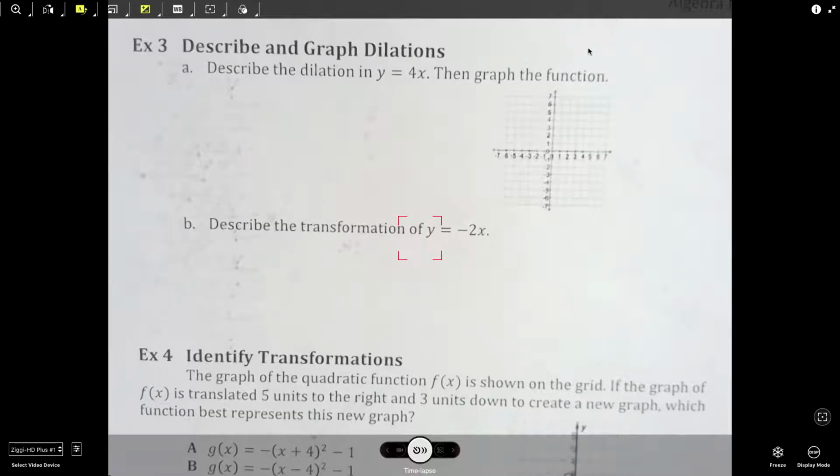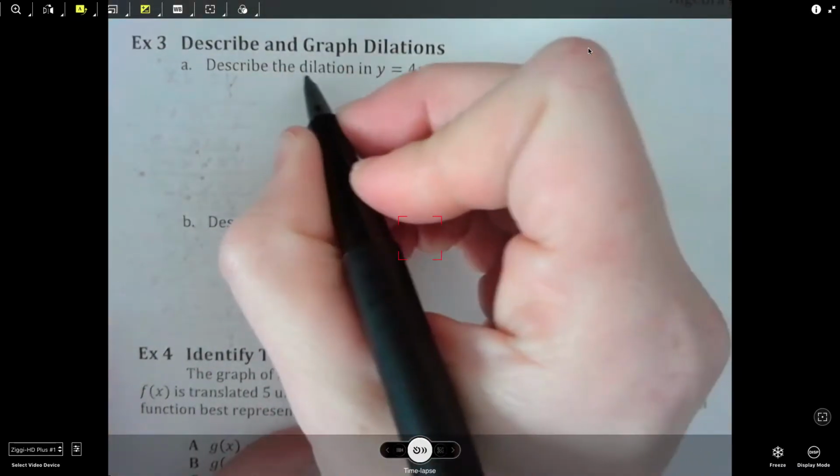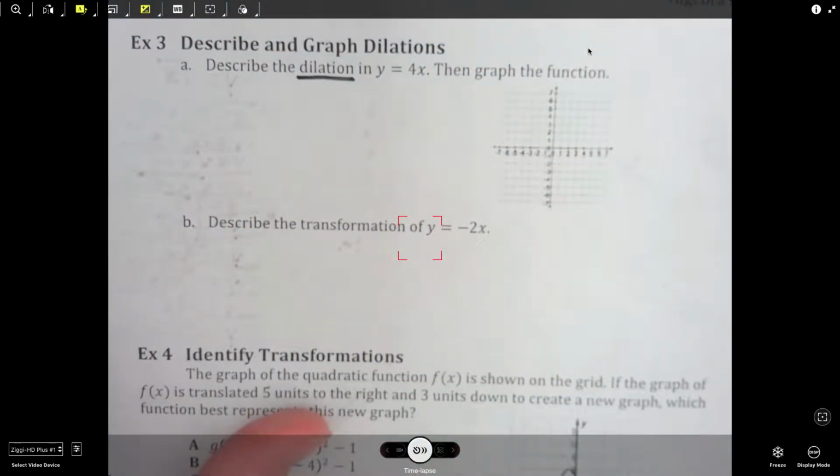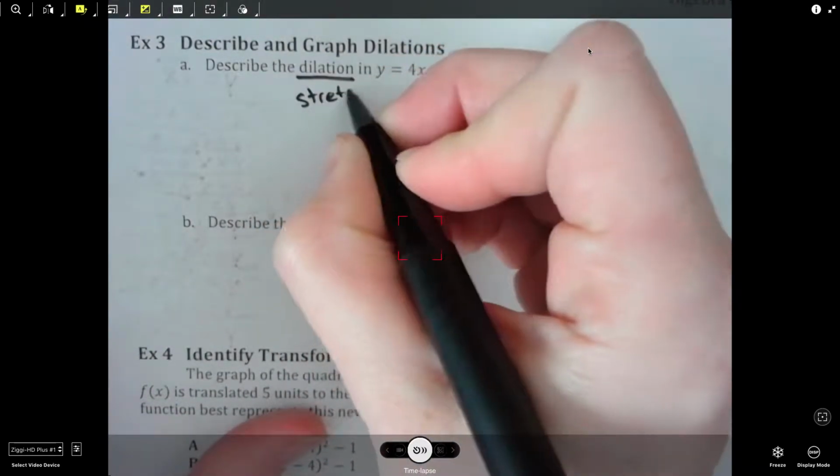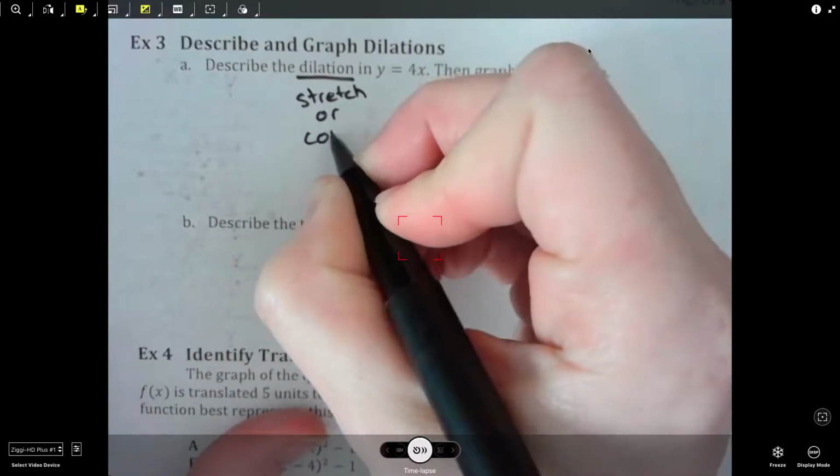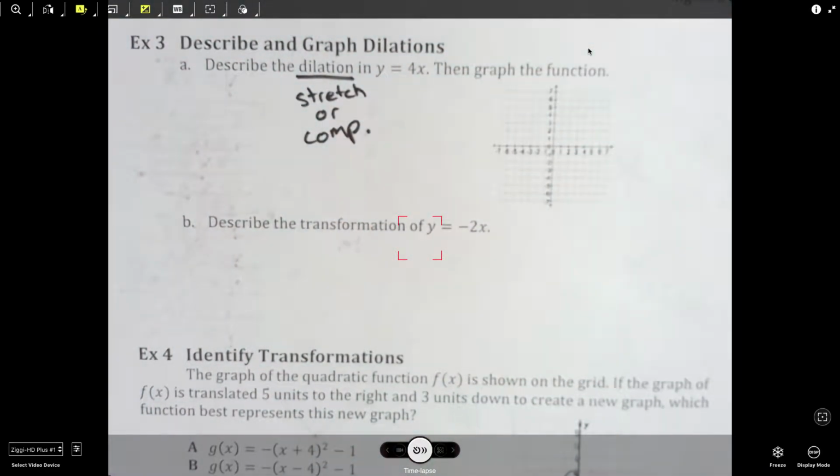All right, now they're doing dilations. What's a dilation? Stretch or compression? A dilation is like saying a stretch or compression.